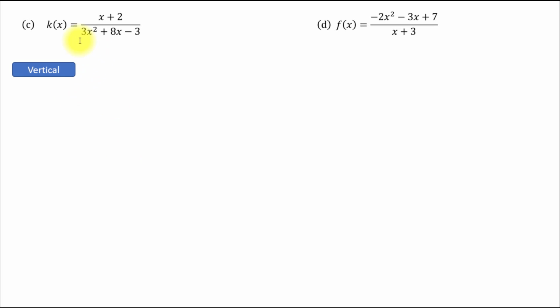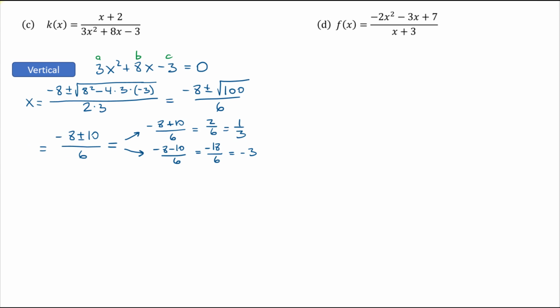To identify vertical asymptotes for the graph of the function k of x, we take the denominator of this function, set it equal to 0, and solve the resulting equation. I'm going to use the quadratic formula. I found that this equation has 2 real solutions, 1/3 and -3. That means that the graph of the given rational function will have 2 vertical asymptotes at x equals 1/3 and x equals -3. These are the equations of the vertical asymptotes.